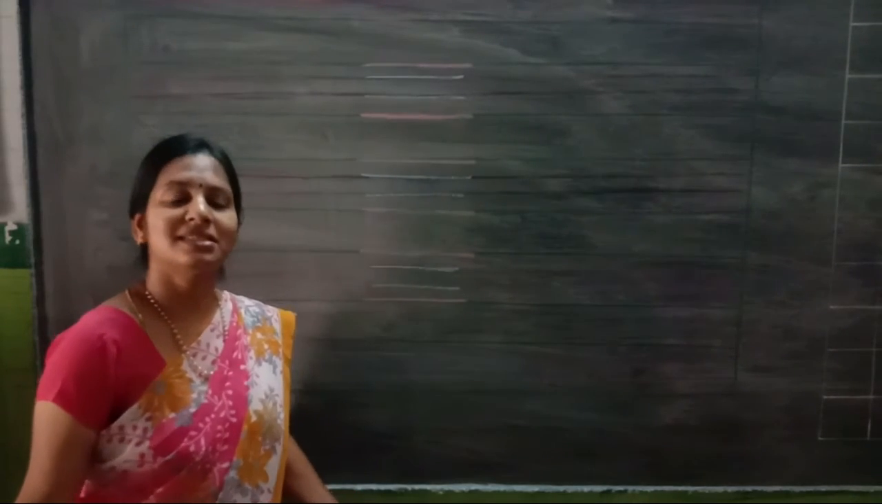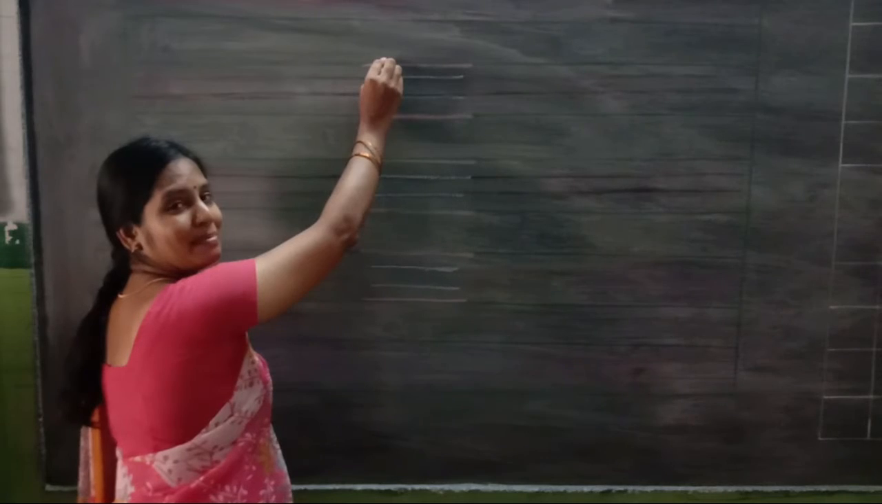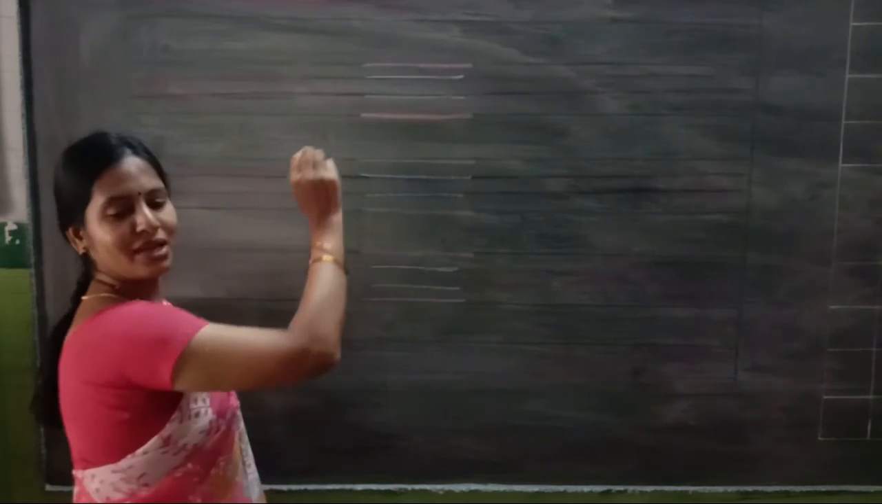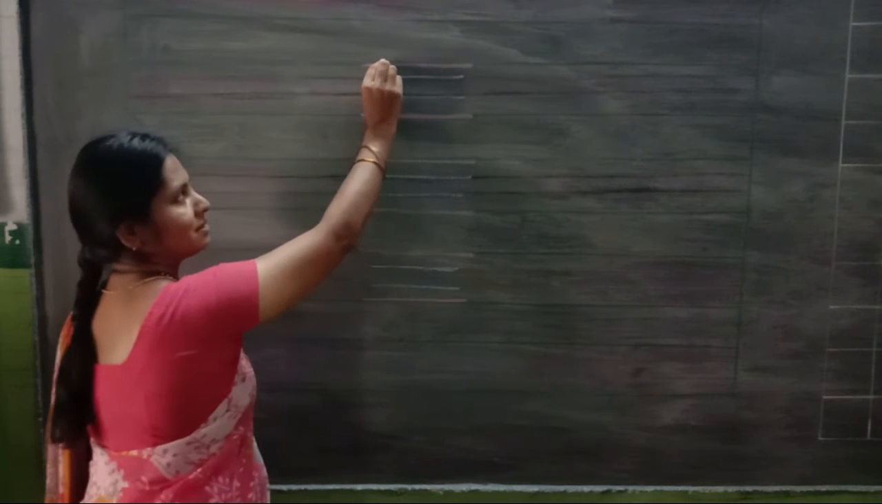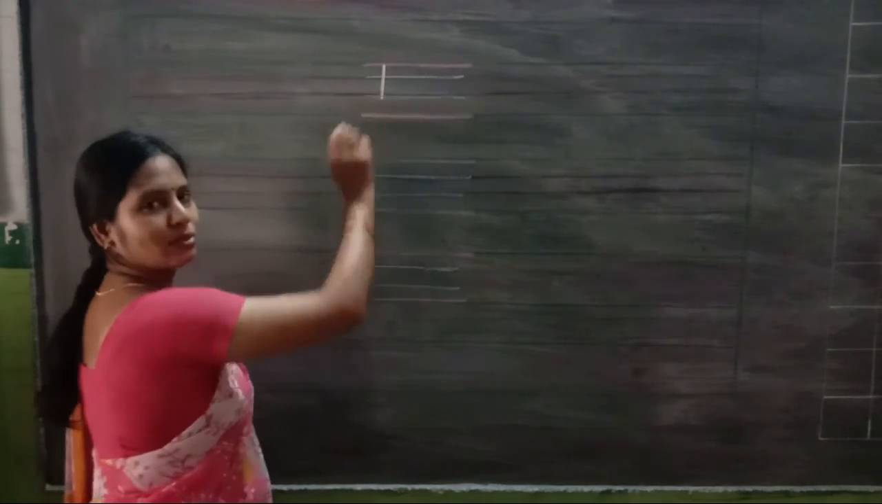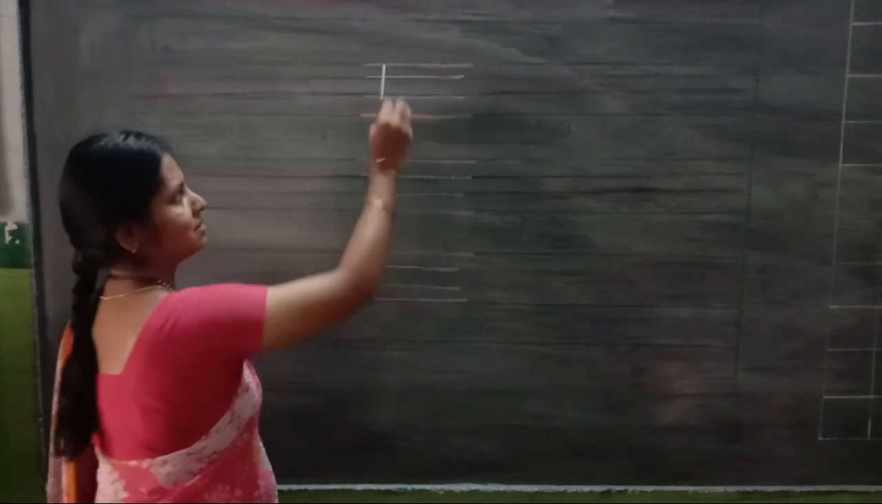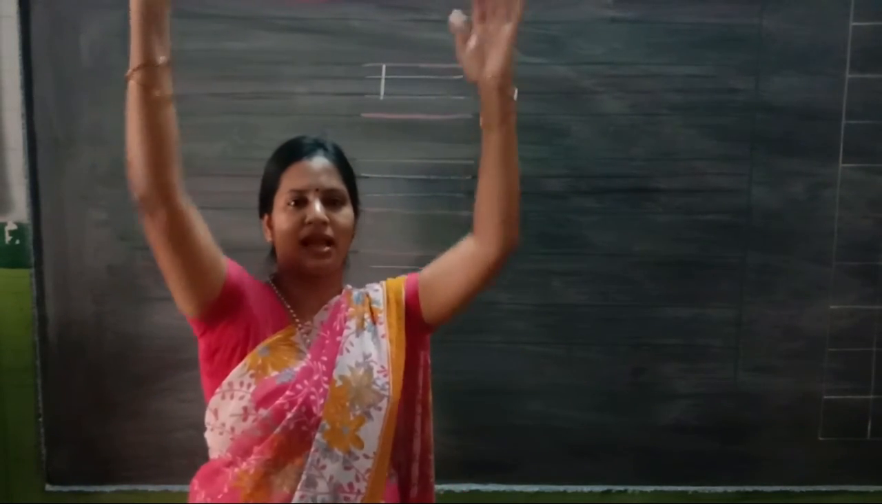Now let's learn how to write the mama B and the baby letter B. All of you take your pencil. Put a standing line. This is your standing line. How do you write a standing line? This way. This is your standing line.